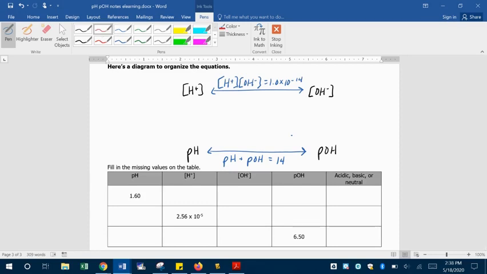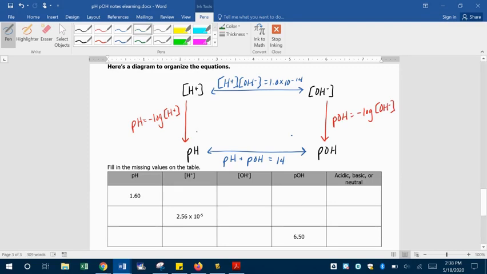One that you will use quite a bit is to help you convert between hydrogen ion concentration and pH. And our pH equals the negative log of our hydrogen ion concentration. And similarly, we can use the same thing to find pOH as the negative log of hydroxide concentration.